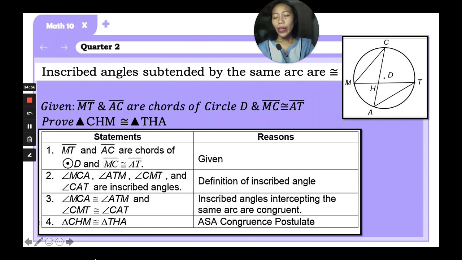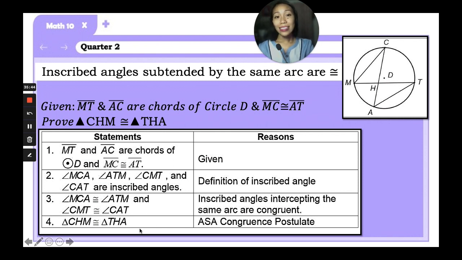Okay, so we can say that angles MCA and ATM are congruent, as well as angles CMT and CAT are also congruent. But why? Notice that they are intercepting the same arc, arc CP. So they are congruent because inscribed angles intercepting the same arc are congruent.